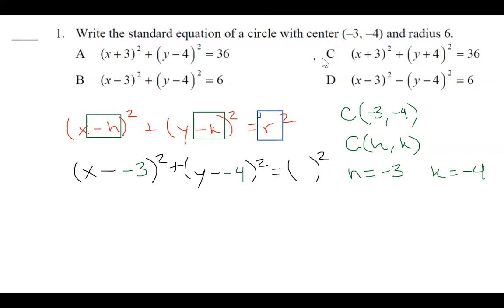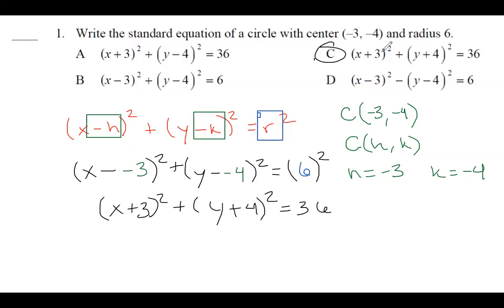My radius in this case is 6. It has to be squared. So let's go ahead and simplify. We have x minus -3, it becomes +3 squared, plus y plus 4 squared equals 36. Which one of these equations looks like this one? In this case, it would be C. We have positive, and 36.